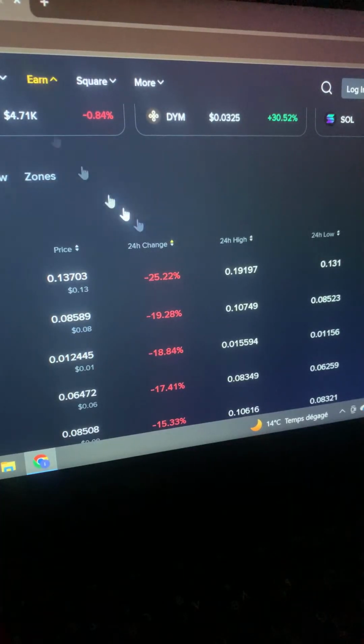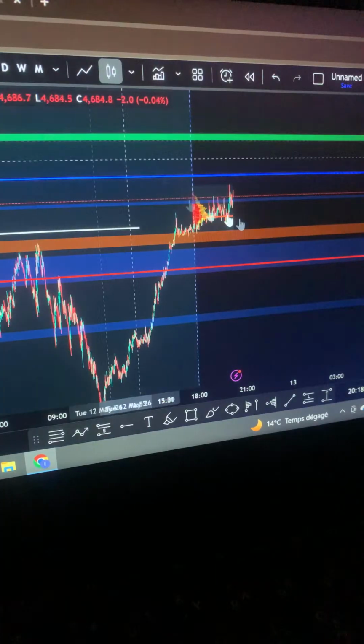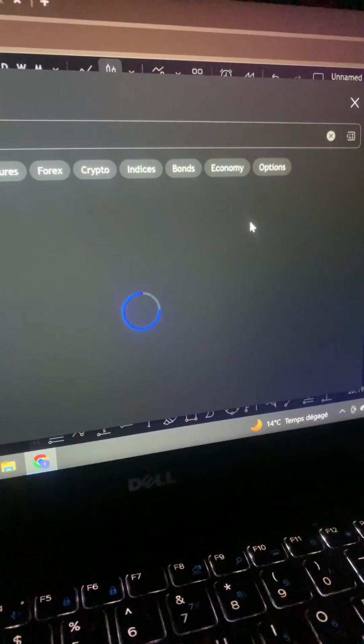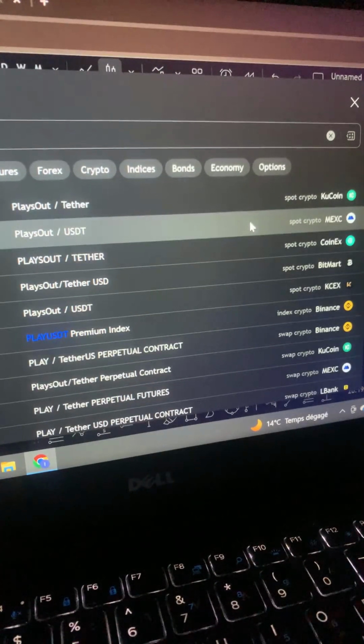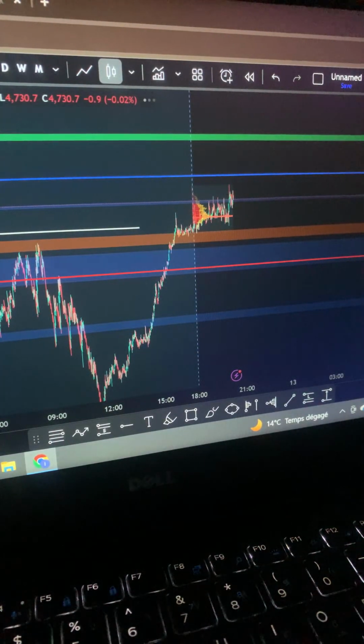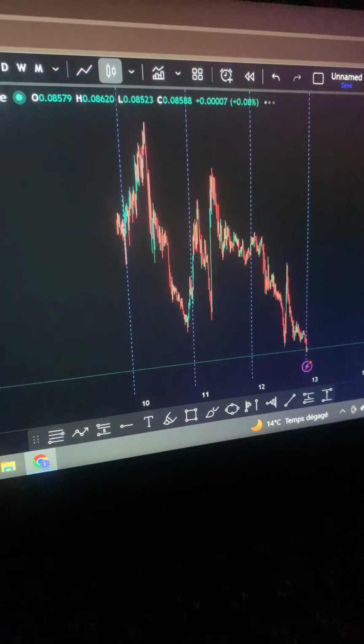And now let's look and find an opportunity here in futures. Play USDT. Let's see how it is. Now I'm just showing you how you can find an opportunity to trade using Binance and using the kind of logic that I'm teaching you here right now. So let's see. Okay, so now this is Play USDT.